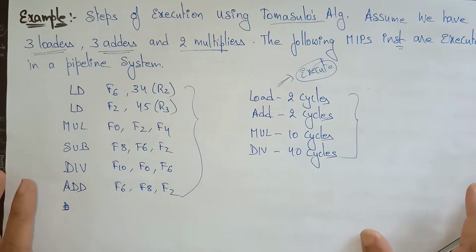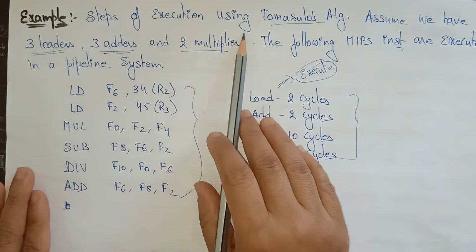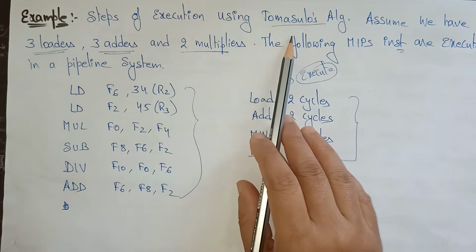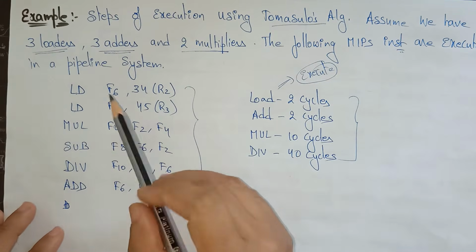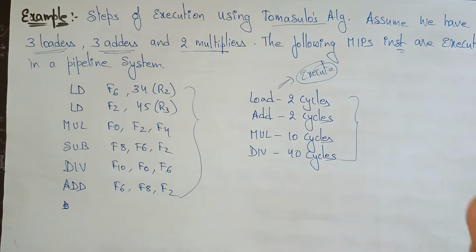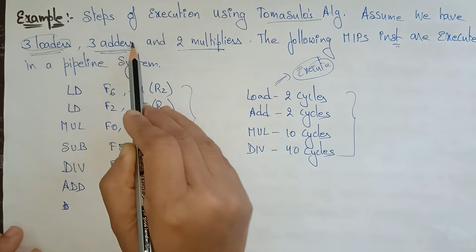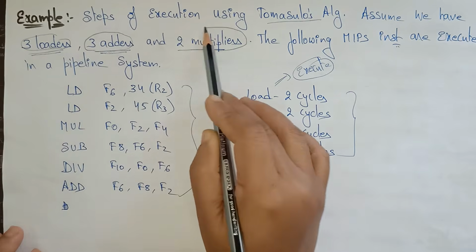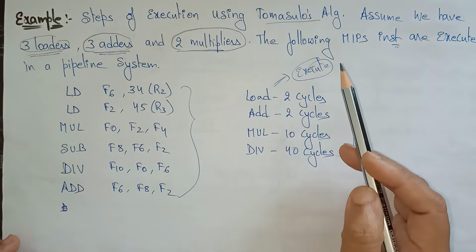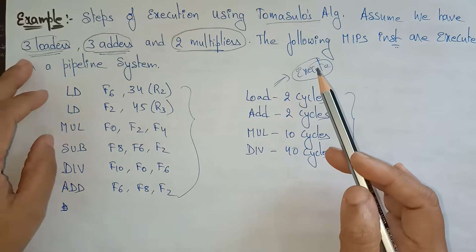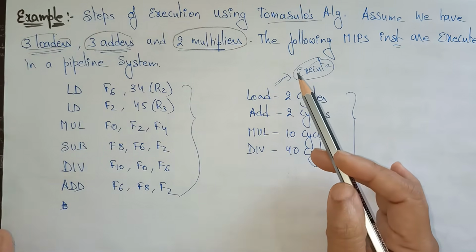Now let's have a look at this problem. The steps of execution using Tomasulo's algorithm have to be explained. So assume we have, and this is important, try to understand the question: 3 loaders are there, 3 adders are there, and 2 multipliers are there. Means your circuit consists of 3 loaders, 3 adders and 2 multipliers.